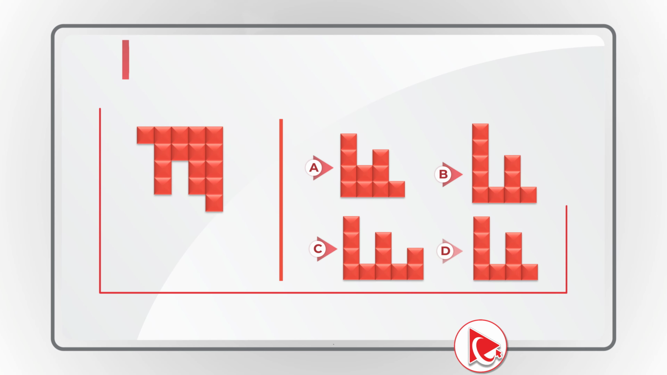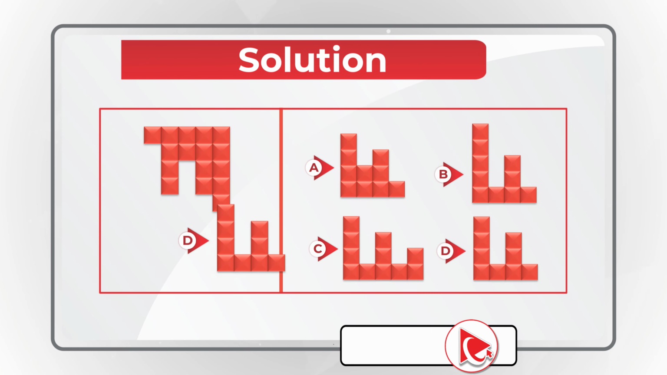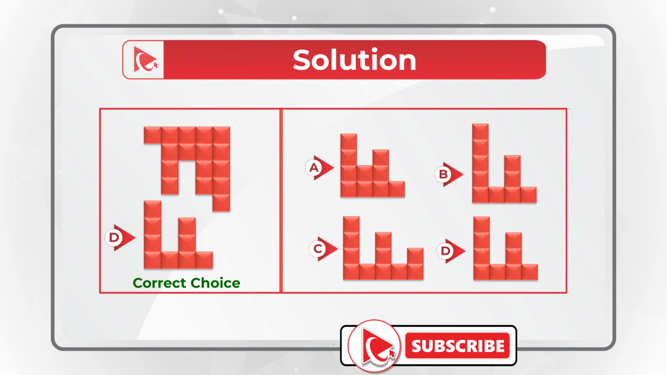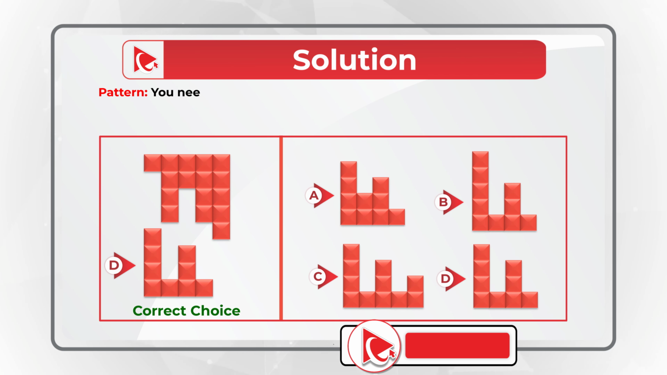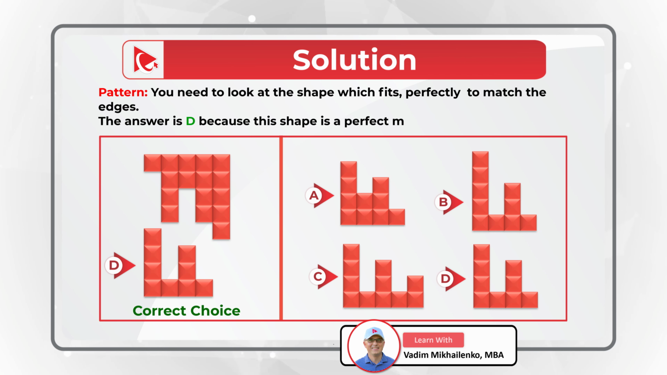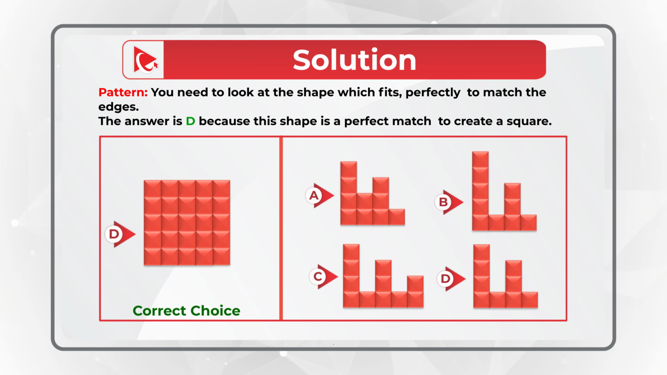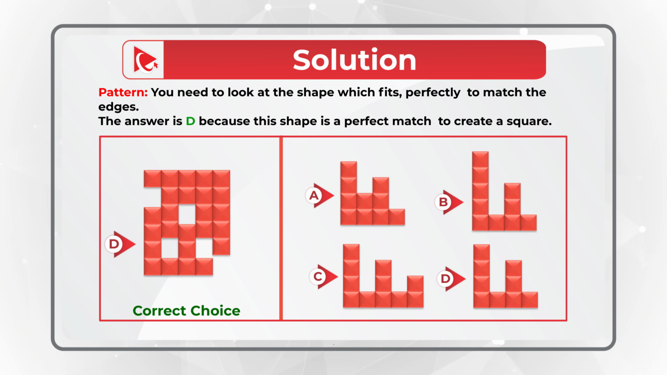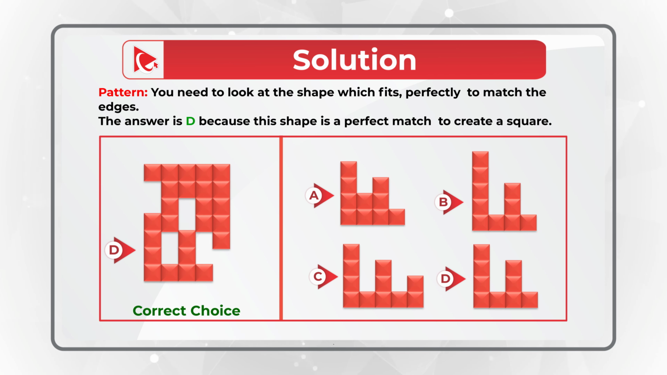As you might have figured out, the correct choice here is choice D. And to get to this answer, you need to look at the shape which fits perfectly to match the edges. Since this is the 5 by 5 square, choice D is the perfect shape because it matches perfectly to create a full square. Hopefully you've nailed this question on your own and now know how to answer similar problems on the test.